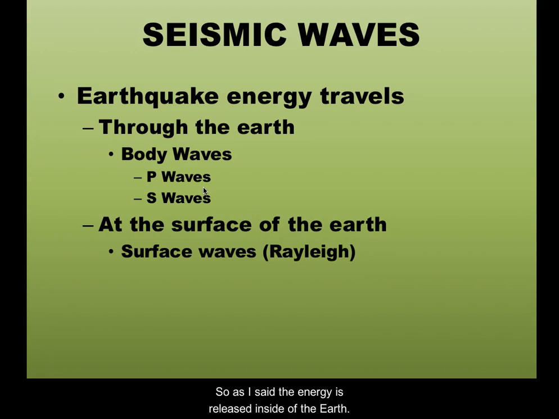So as I said, the energy is released inside of the Earth, and as it travels through, we call that a body wave at that point, because it's traveling through the body of the Earth. Well, at some point, it's going to reach the surface. At that point, they call it a surface wave. So P waves and S waves are body waves, and a Raleigh wave is a surface wave.